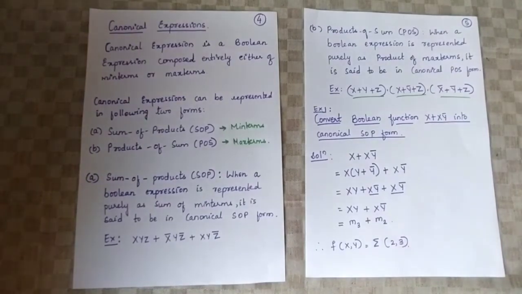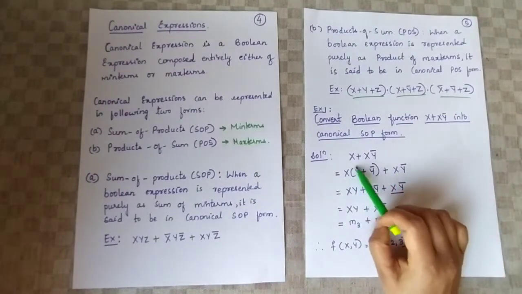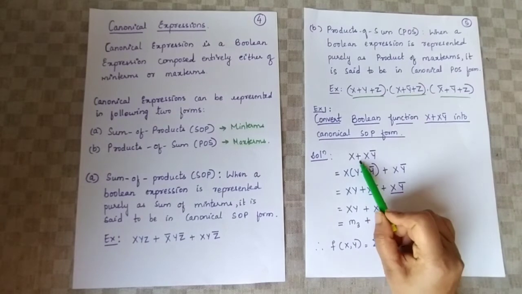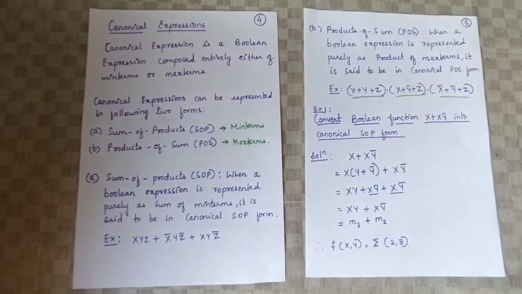Okay. Now let us take an example of how to convert a Boolean expression or a function into canonical sum of product form. To get a sum of product form, the first condition is we should have a complete min term expression. And we already know how to get a min term expression. Now let's take an example. First one. It says x plus xy whole complement.